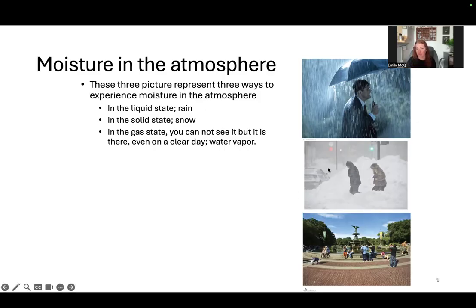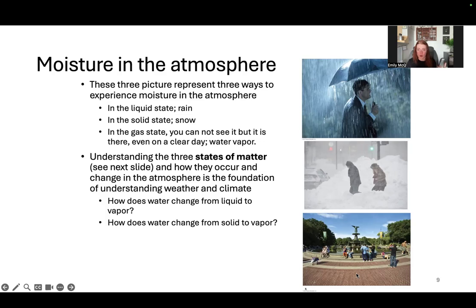We might see this precipitation in the solid state in snow. We didn't see any of that this year, and I don't think we're going to see it this winter much at all. Sorry, guys. In a gas state, we might not see it, but it's there. It's in its gaseous phase. And if you're down in the south, you really feel that gaseous phase as humidity.